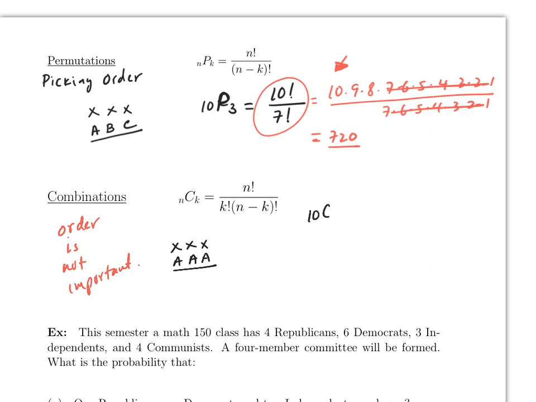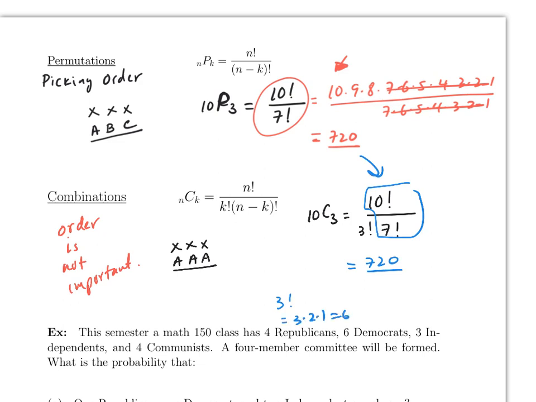So if you do now 10 choose 3, then this will be 10 factorial over 3 factorial times 7 factorial. We already computed this in here. This is 720. So this is 720 divided by 3 factorial. But remember, 3 factorial is the same as 3 times 2 times 1, which is 6. So this should be 720 over 6, which is 120. So notice how when the order doesn't matter, you have a lot fewer choices than when it does matter, and that's the way it should be.